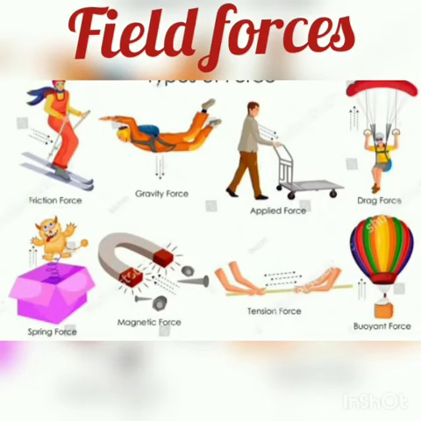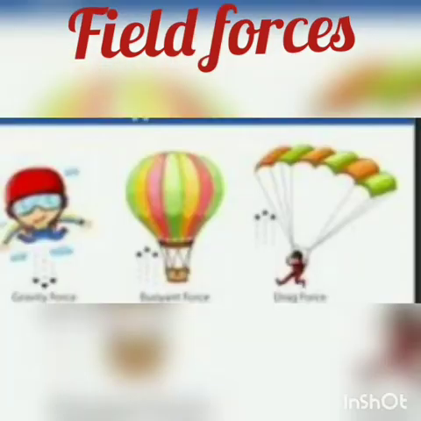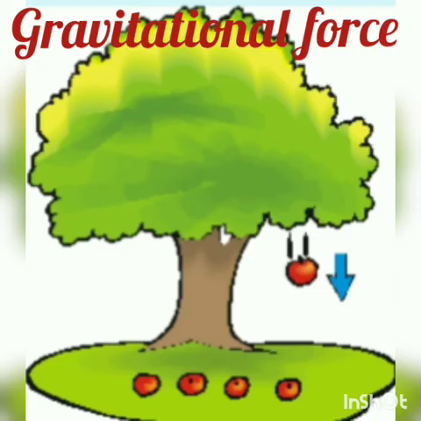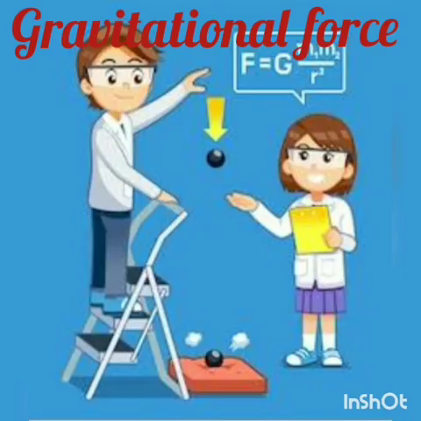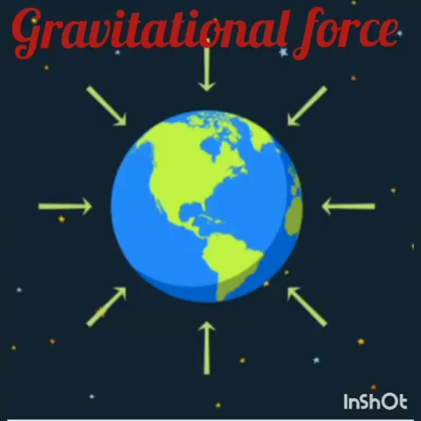Field forces. Field forces happen when two objects interact without touching each other. Field forces can create a push or pull even at a distance. Gravitational force. When an apple detaches from a tree, it is pulled by Earth towards its surface. This force with which Earth pulls everything towards its surface is called Earth's gravitational force or gravity.